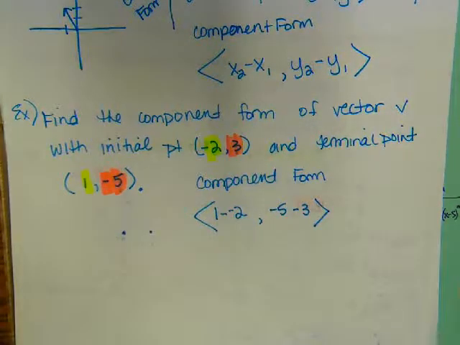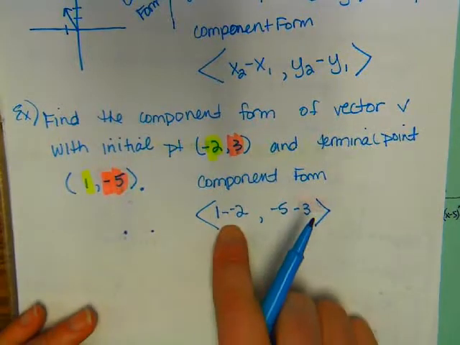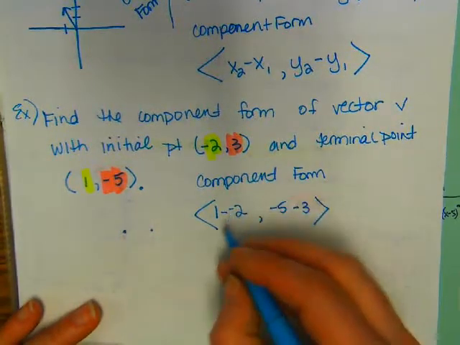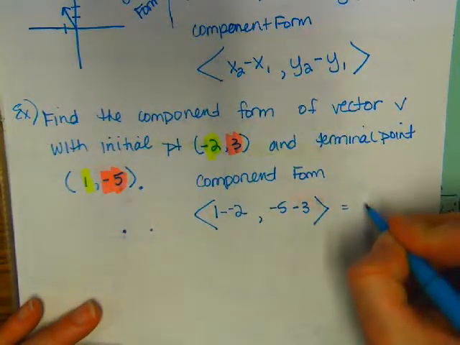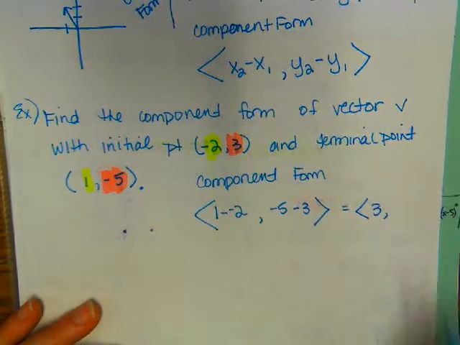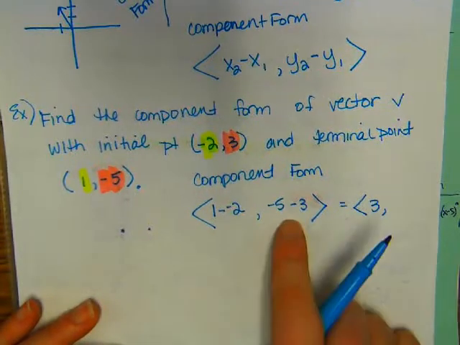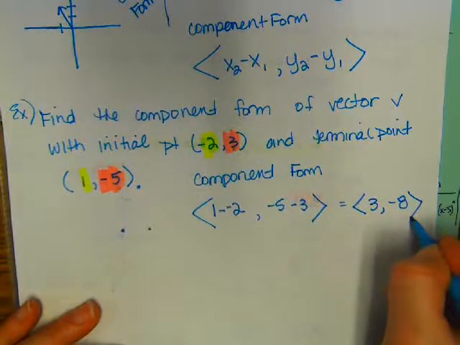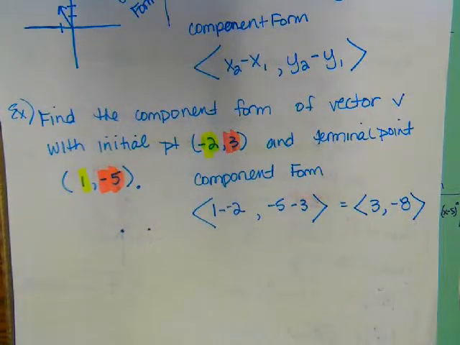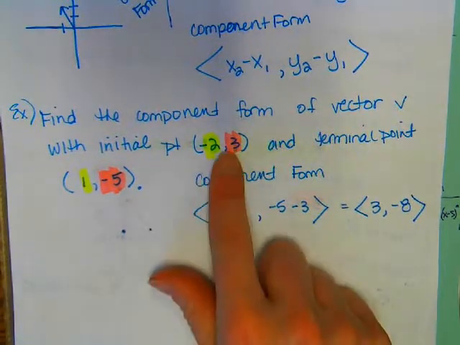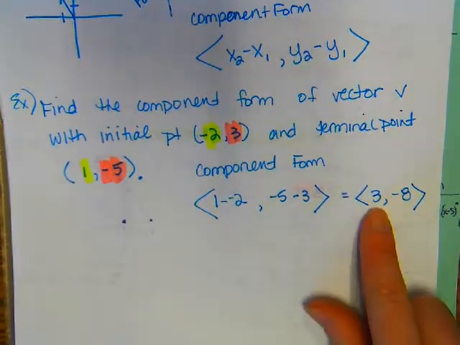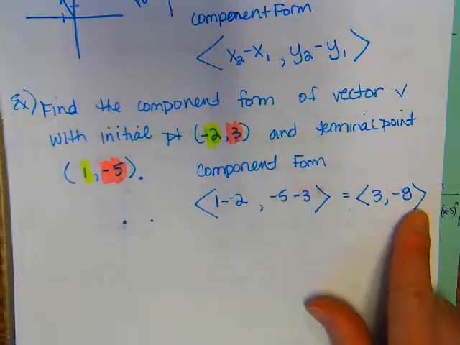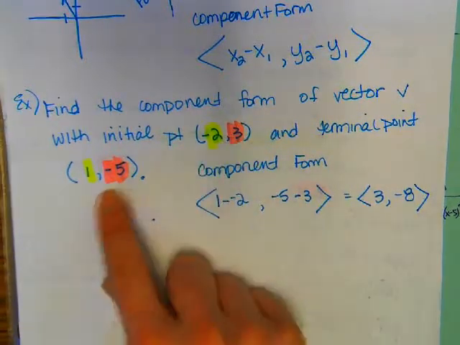All right, so let's simplify that. What would the horizontal component be then? 3. And then what about this? -8. Okay, now let me tell you what that tells us. All that means is from here to here, it went 3 to the right and down 8. That's what it means.